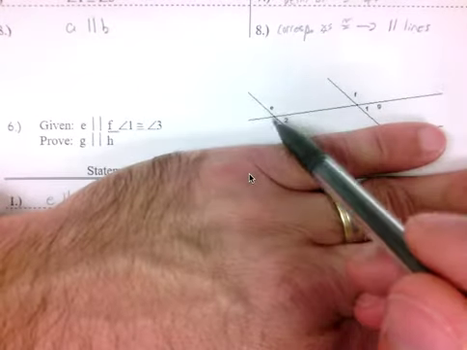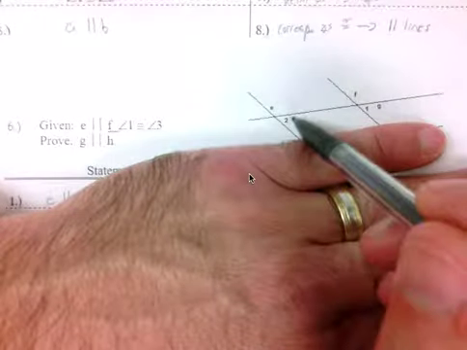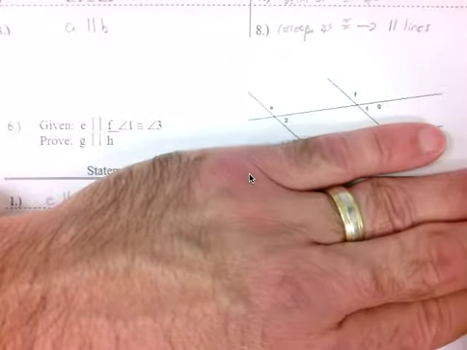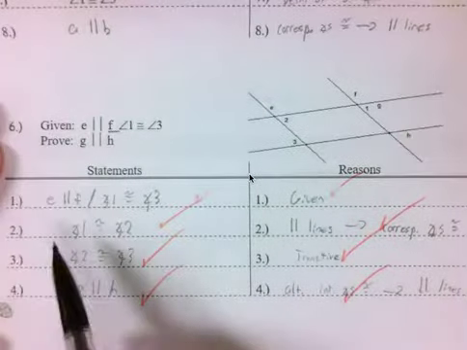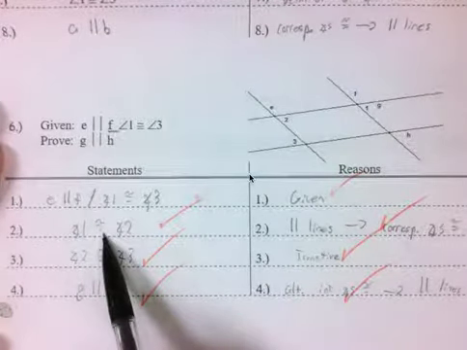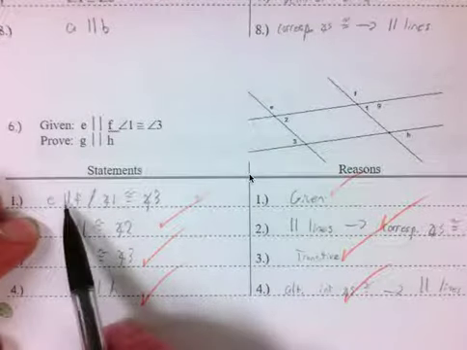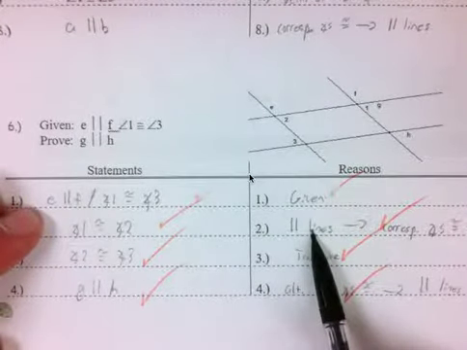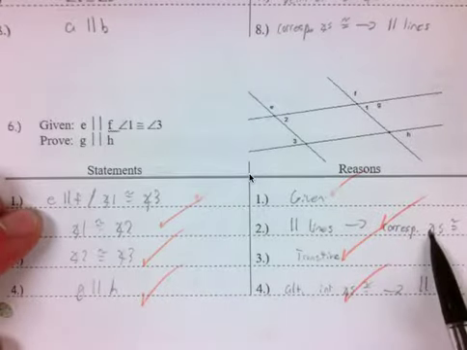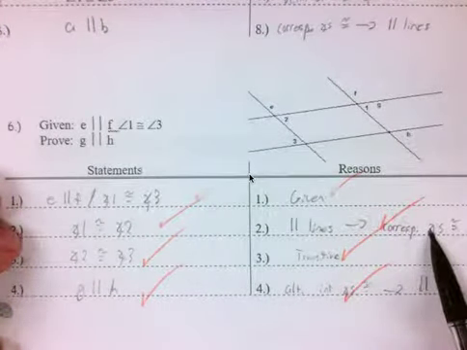If you look at the upper transversal crossing E and F, I can see that angles 2 and 1 are labeled. So the conclusion that I can make here, knowing that these lines are parallel, I can say that 1 and 2 are congruent because those are corresponding angles. So the parallel lines come first in your reason. 1 and 2 are the corresponding angles that are congruent. That has to come second in your reason.